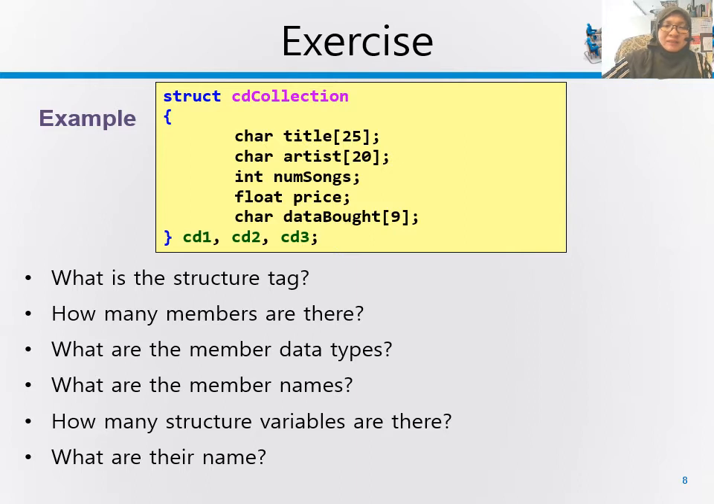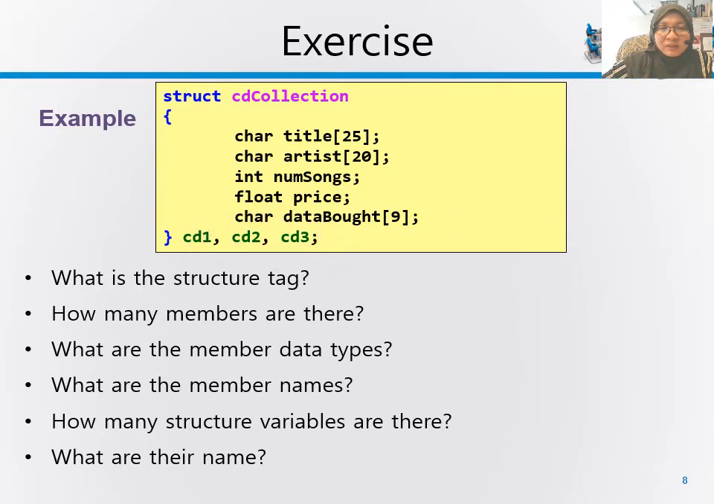Let's see this example. I'll let you try to solve this. Given this exercise, we have struct CD collection. So the structure name is CD collection. Then we are given 5 variables with data types: character title, character artist, integer number of songs, float price, and character data bot. These are all the variables.